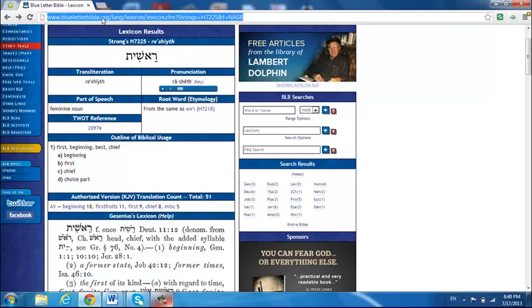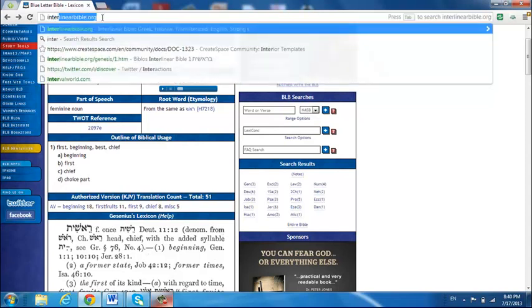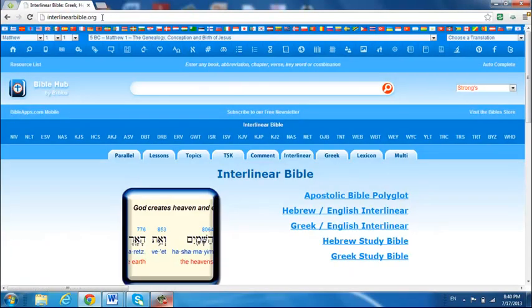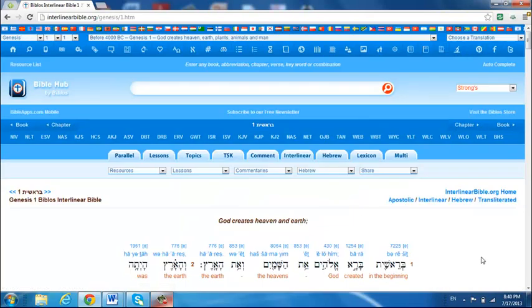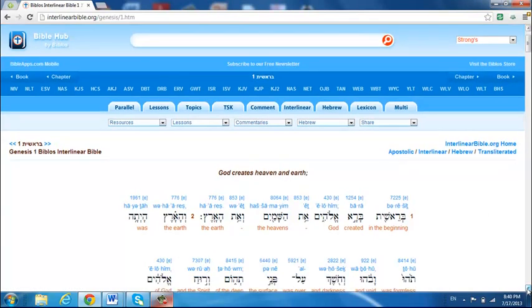Now, if you want to go to interlinearbible.org, then actually this site might be even a little bit more robust for doing Hebrew research than Blue Letter Bible is. So if I go to the Hebrew/English interlinear, look, there I have Genesis 1:1, and this is an interlinear, which means that the English translation is underneath the Hebrew. This actually tells you how all the letters.